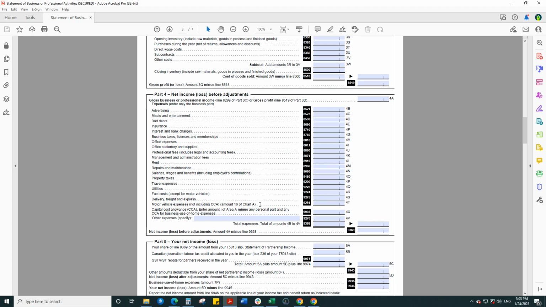Anyways, what you're going to do, in most cases, is multiply that by a percentage, because most people don't use their vehicle 100% for business. So say you've got a regular car that you're using just here and there, maybe it's 10%. Then you take all of your expenses relating to your motor vehicle and multiply that by 10%. And that's the amount that's going to end up here on this line.